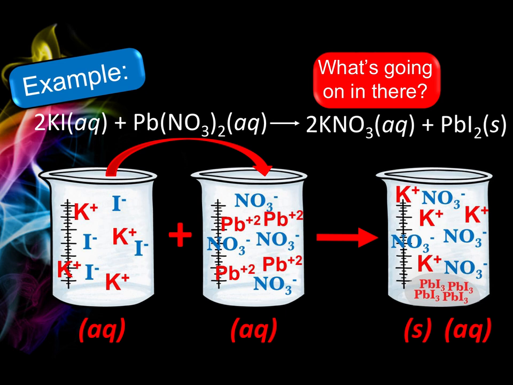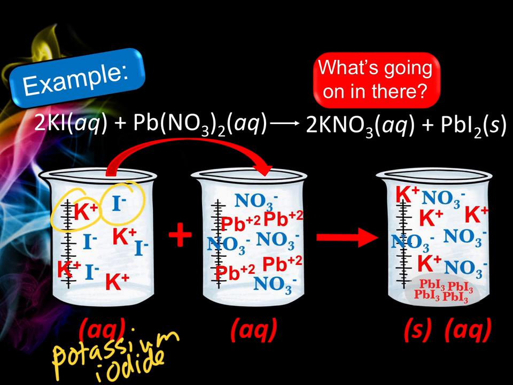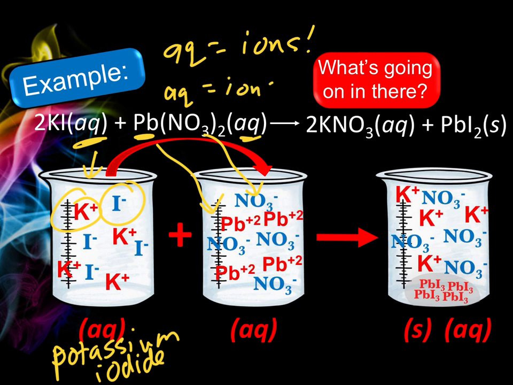What is going on in here? My first aqueous solution, I had my potassium iodide. Now remember, if you put it in water, it's going to break up into its individual ions. You might wonder why it does that. Well, aqueous equals ions. Anytime it's aqueous, it stays in ions. So if I look over here, I still have Pb and NO3. Why? Because it's aqueous, and that means ions.